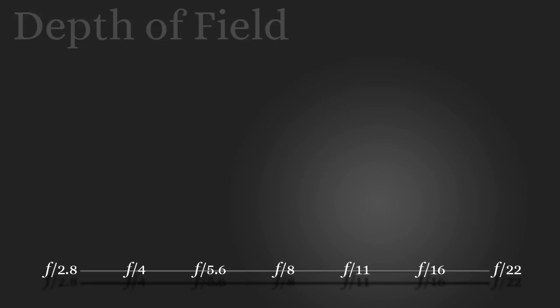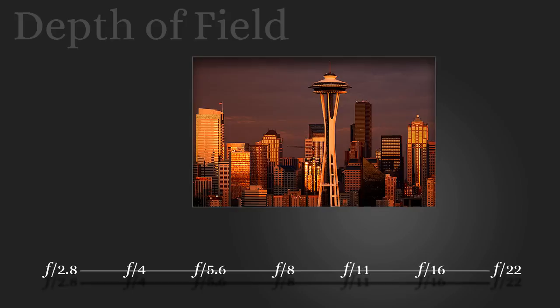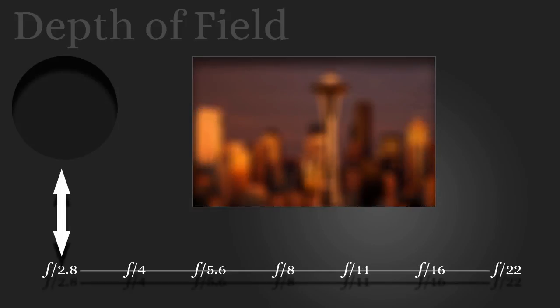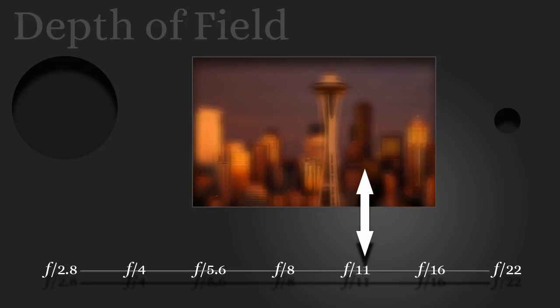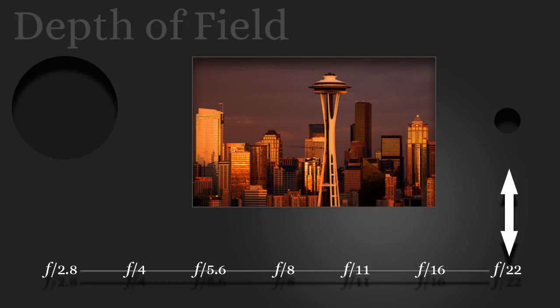So that was the exposure part, but aperture also controls something else that affects how your photos look, and that's the depth of field. Depth of field is basically how blurry your background and foreground are compared to what you're focusing on. If you use a large opening in your lens, the background will be very blurry. That's called a shallow depth of field. If you use a small opening, which remember is a larger f-stop number, the background will be less blurry.